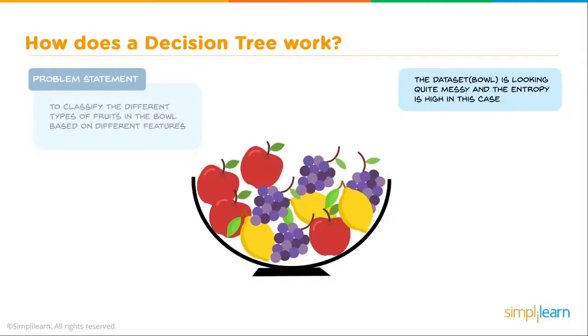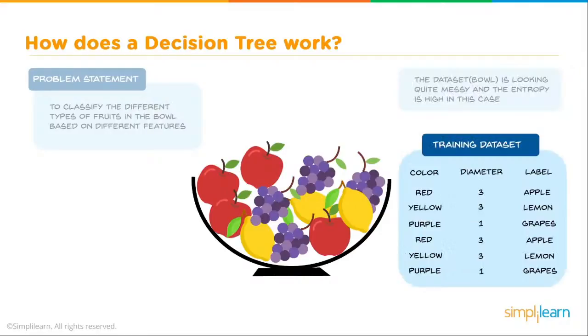We're going to start with a training set. So this is the data that we're training our model with. And we have a number of options here. We have the color, and under the color we have red, yellow, purple. We have a diameter, 3, 3, 1, and we have a label: apple, lemon, grapes, apple, lemon, grapes.